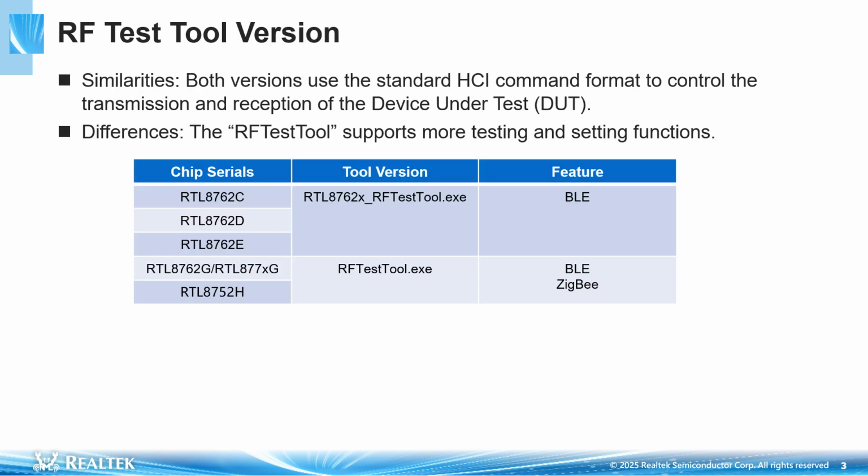The RF test tool has two versions. The old version, the RTL8762X RF test tool, is used for the RTL8762C, 8762D and 8762E series, and the new version of the RF test tool is used for the RTL8752H, 8762G, 877XG series, including the new BLE SoC series.